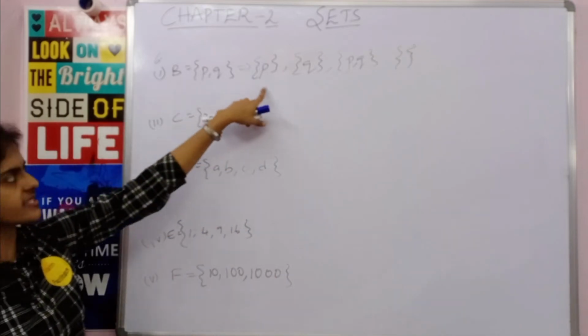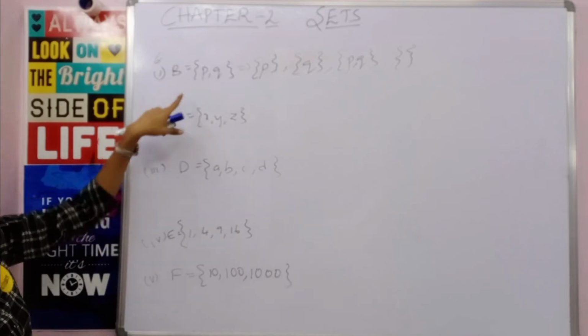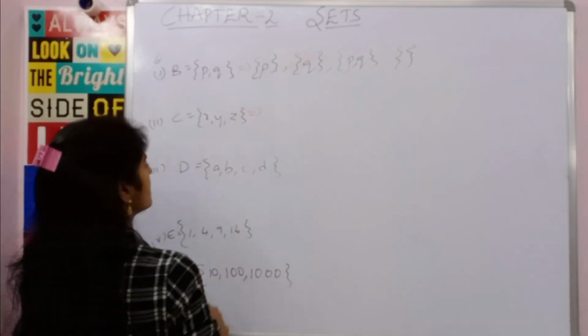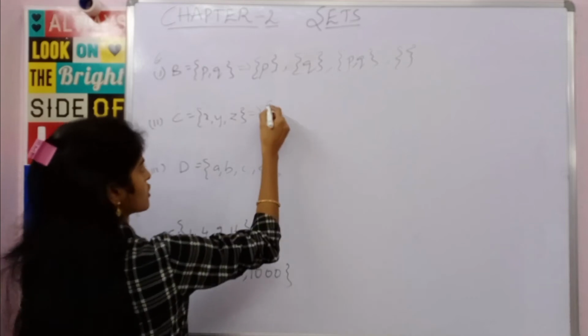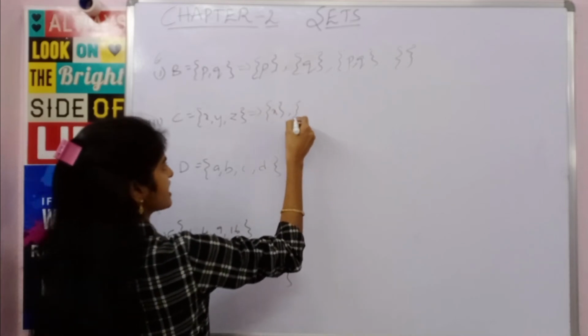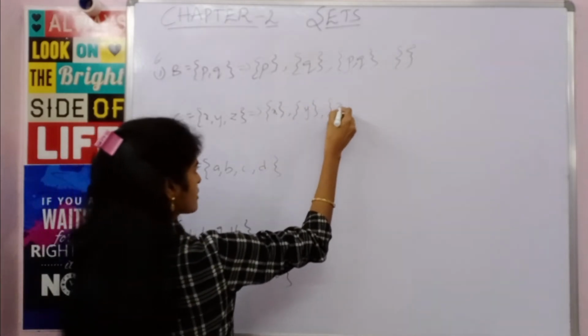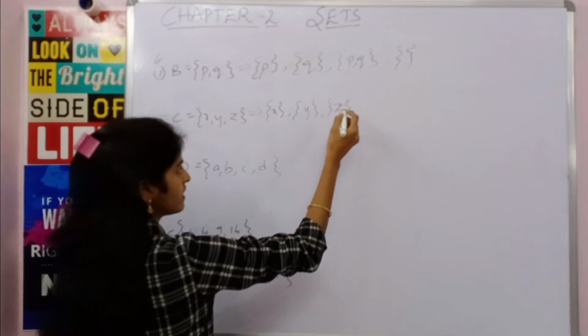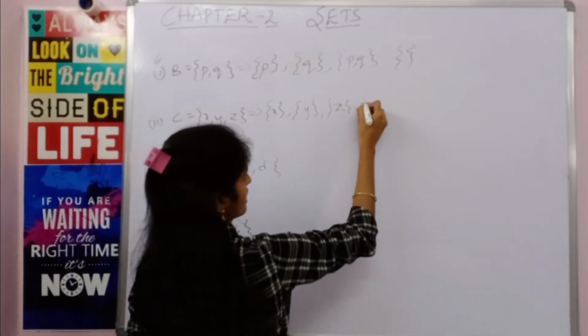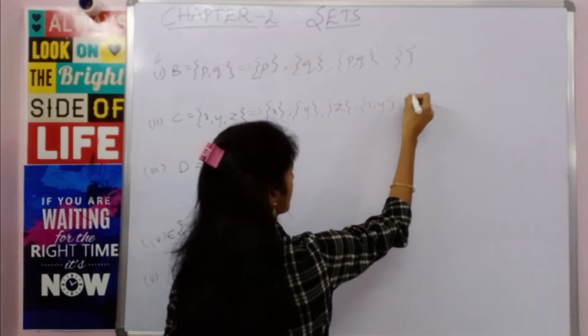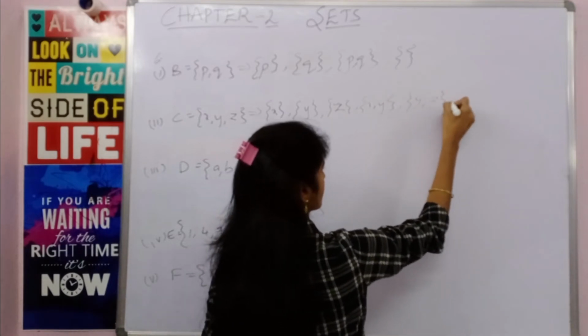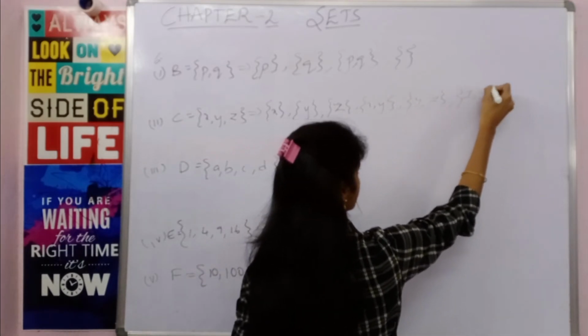Okay, so all these are subsets of this set B. Now let us write here. Now X, Y, Z. So firstly let us take each letter: X, Y, Z, so that you don't have confusion. Clear? Now let us take two letters. So X comma Y, Y comma Z, Z comma X.